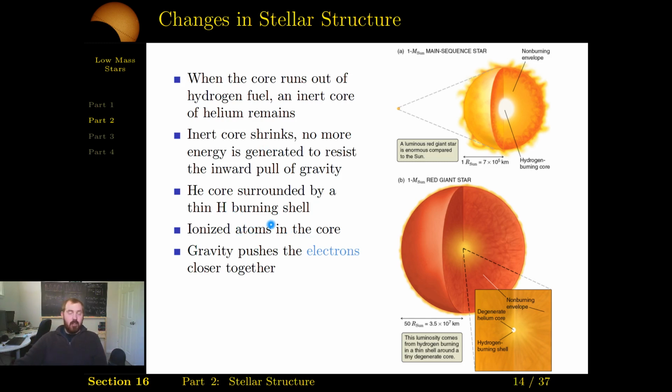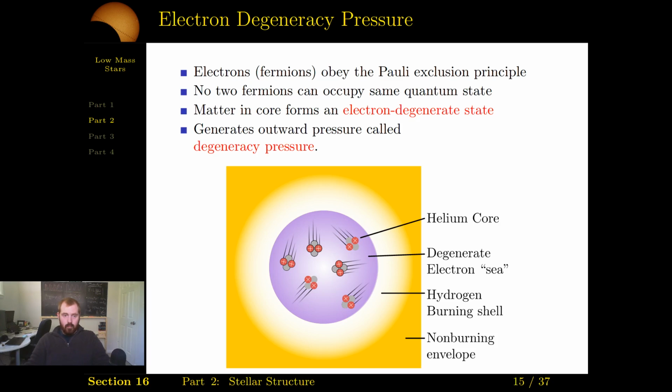The core itself is going to be filled with a bunch of ionized atoms, because the electrons are just stripped off of material. And gravity keeps trying to crush and crush. Eventually, in the bottom here, we're going to have just a bunch of helium nuclei and electrons that are being squeezed more and more together.